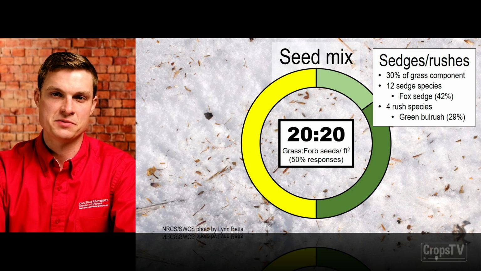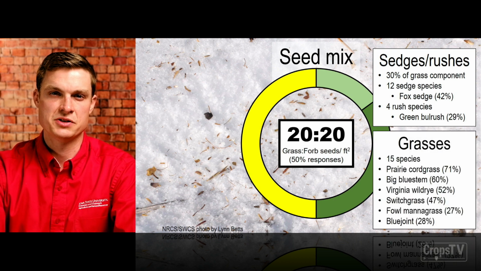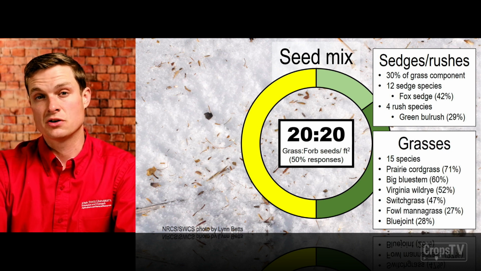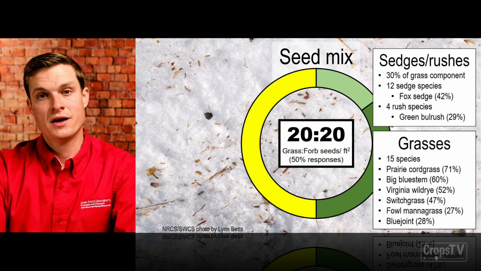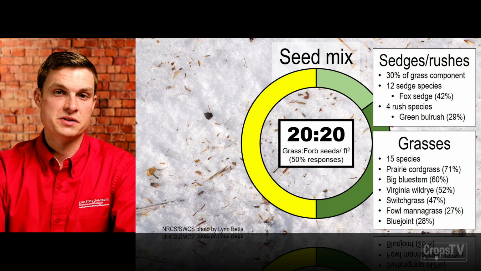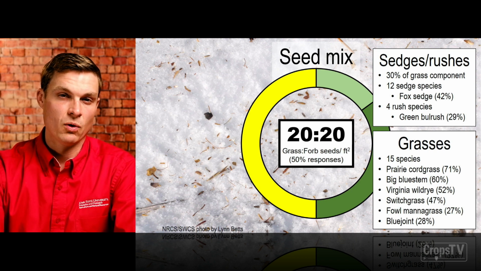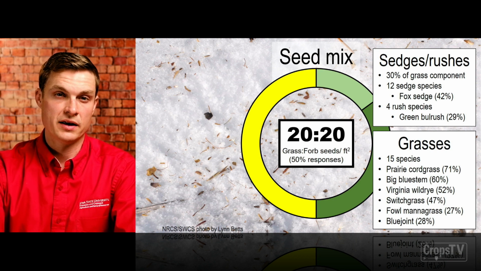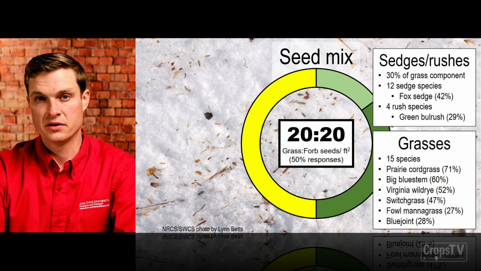And so there's lots of species. We're going to show you those. Here's a couple of common sedges or rushes mentioned. 15 different species of grasses were mentioned by the respondents. The most common was prairie cordgrass and big bluestem. Both of these are adapted to wet or intermediate wet sites and will thus do well in a planting in a wet area in the crop field.